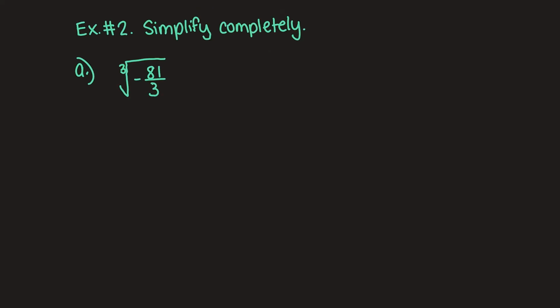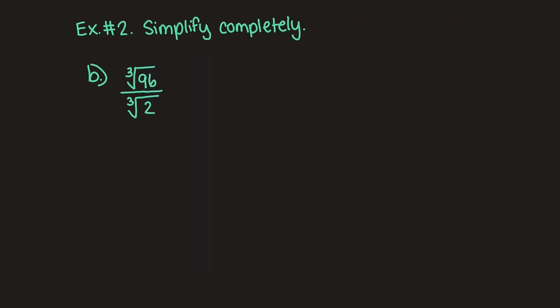For this example, in order to be simplified, we can't have a fraction in the radicand. However, we can actually simplify this fraction first. This fraction simplifies to negative 27. And now we can take the cube root of negative 27, which is negative 3.